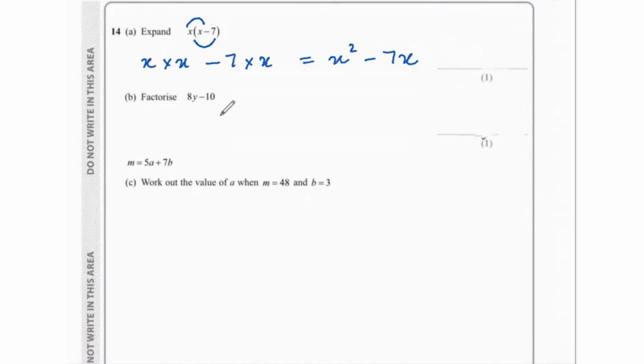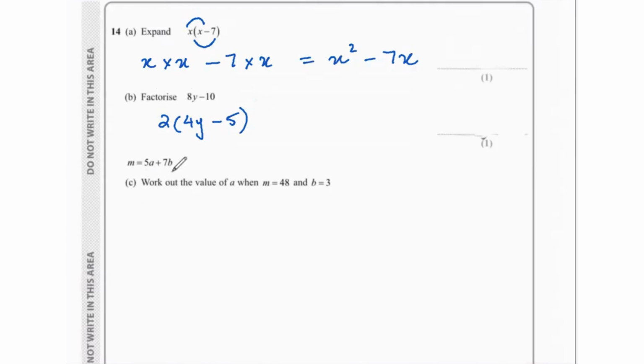Then factorize 8y minus 10. Now it's the opposite. In expansion, you are combining them together, and in factorization, you're bringing them back into bracket form. So we see what is the highest common factor between 8y and 10. We know both 8 and 10 come in the 2 times table. So we take 2 common. And in the bracket, we're left with 4y minus 5. That is the factorized form.